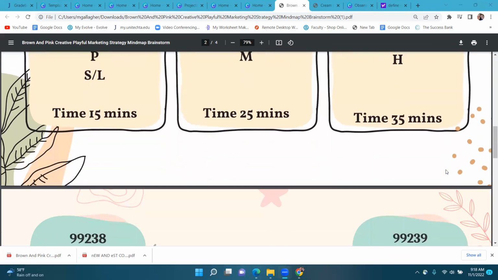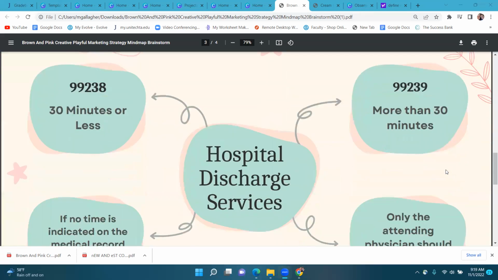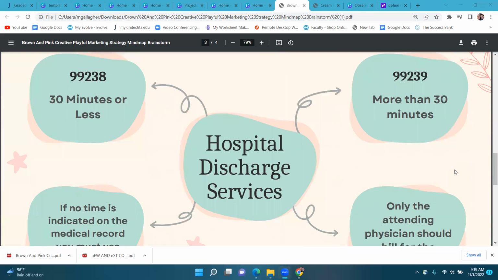All right. So the next thing we're going to talk about is hospital discharge services. Those are found on page 26. So a 99238 is 30 minutes or less, and a 99239 is more than 30 minutes.